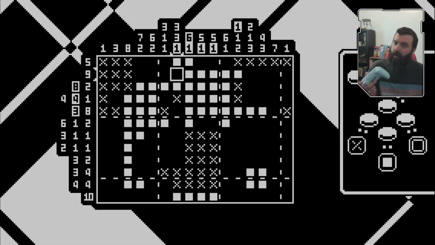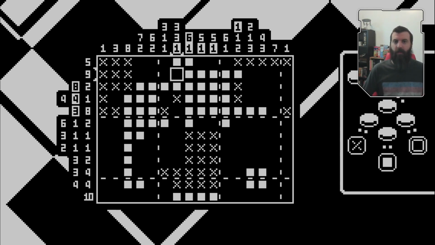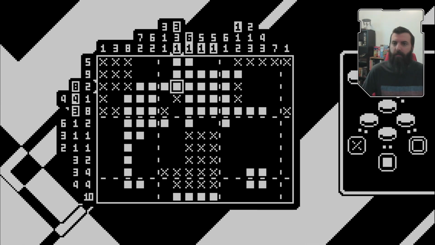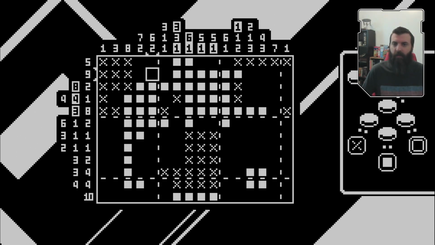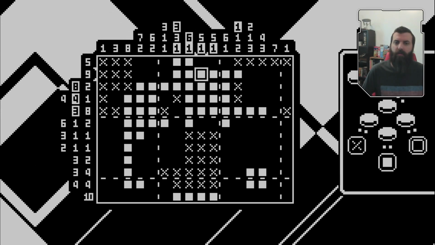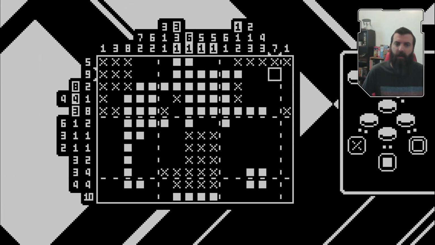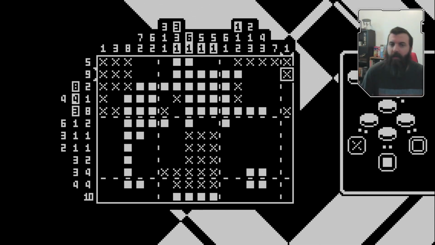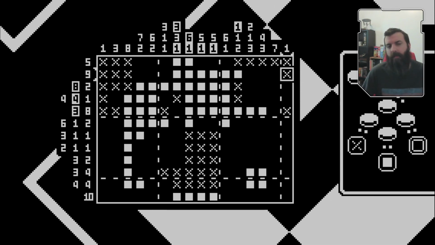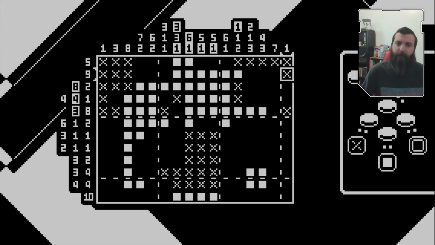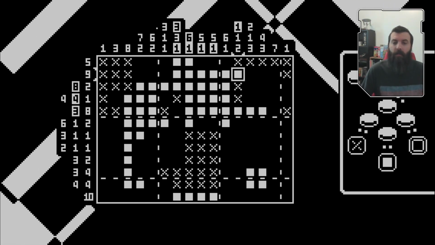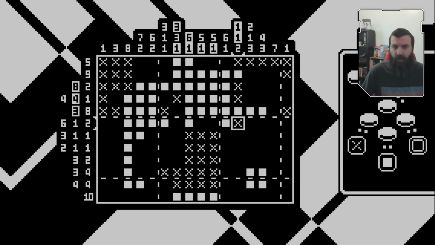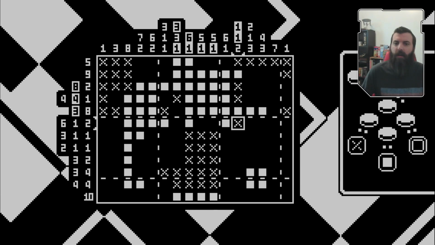Let's see. Looking at our verticals again, we've got vertical 3, 3, 1. Has to be. That lets 1, 6, 9. So we know that this doesn't. Looking vertically, we've got 1, 1, 2. This has to be. Go ahead and close that off.